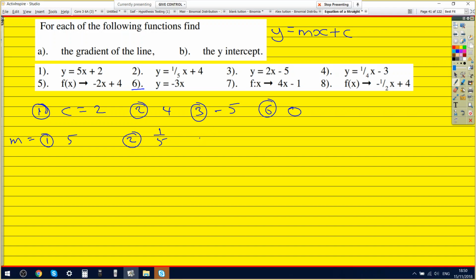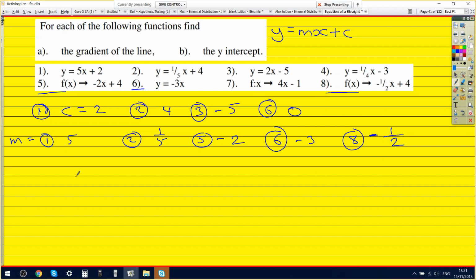Question 5. 2. Something's missing. Minus. Yeah. Question 6. Minus 3. And the last one, question 8. 4. Oh, question 8. 1/2. Something's missing. Minus. Yes, that's it. Minus 1/2.